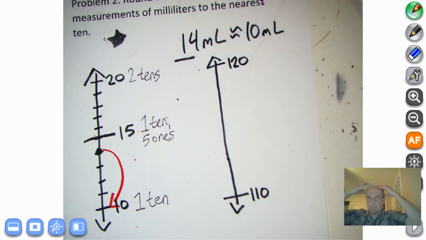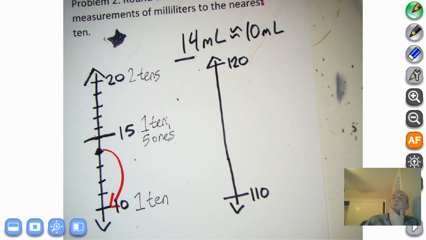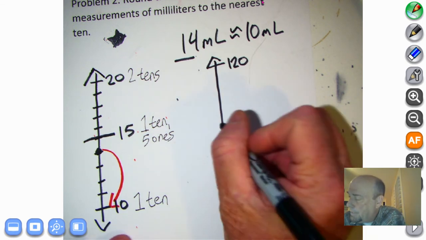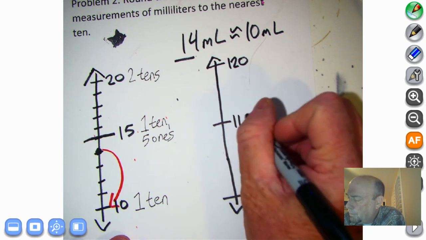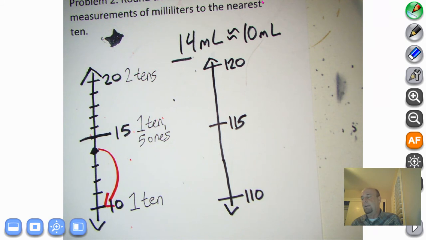Now I want you to think, what's the midway point between 110 and 120? Well, if the midway point between 10 and 20 is 15, what do you think the midway point between 110 and 120 would be? And if you said to yourself, Mr. Leggett, or if you shouted it out loud, I know it, scared everyone in the house, you would say 115. Right? You know it's got to have that 5 in it. But let's break this down a little further before we do any rounding.